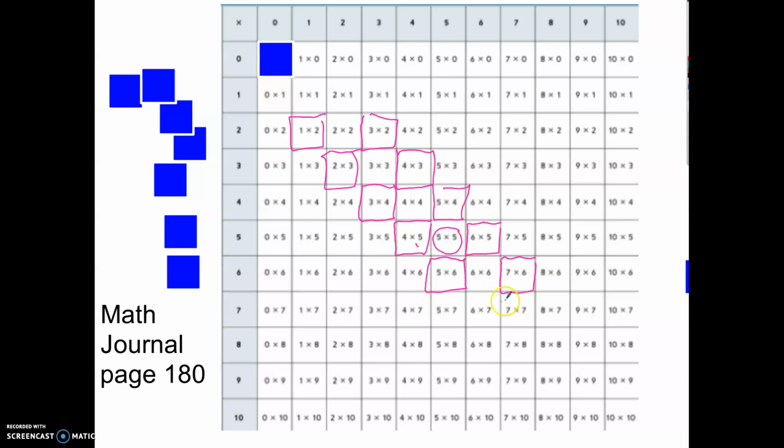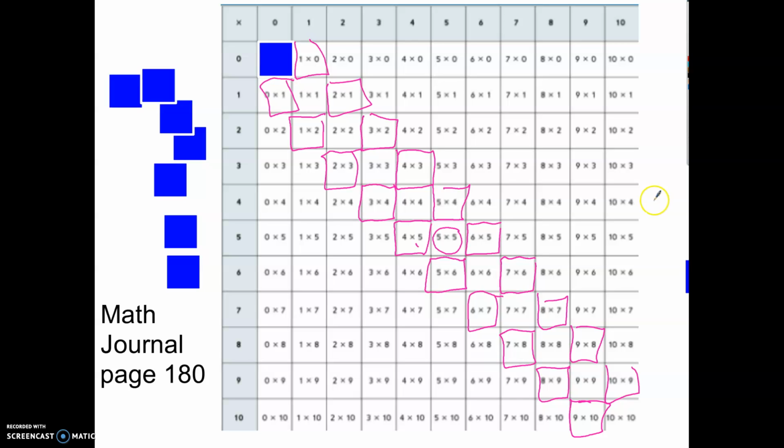So go ahead and trace those just like I'm doing. And you should have one on either side of your square number. And while you're doing that, you're going to notice that you are creating diagonal lines. We call these problems that you outlined near squares because they are near the multiplication square.